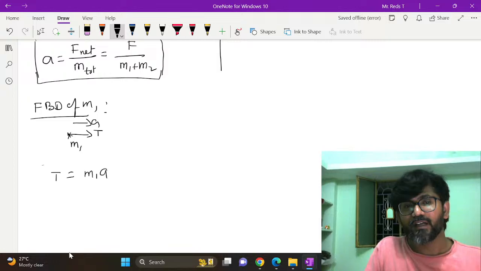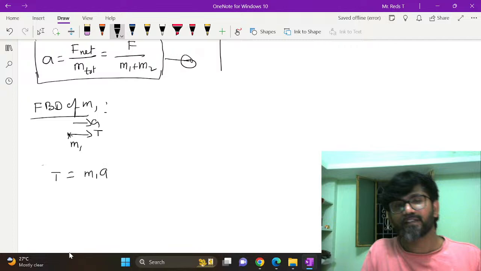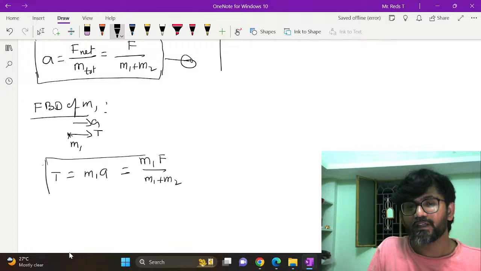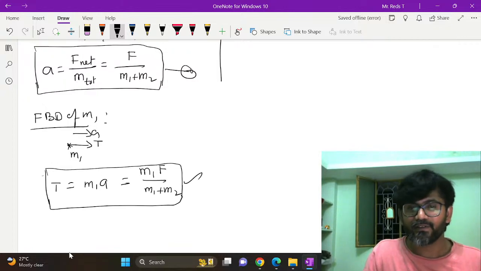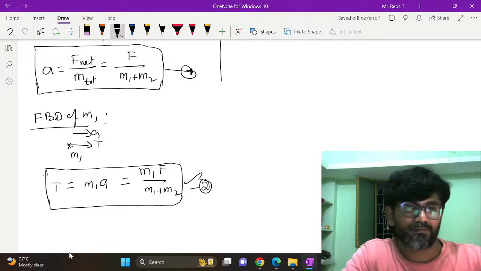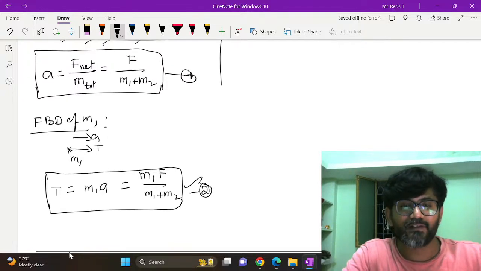Already A we have got here. You can take it as equation 1. So from this you can say M1 into A is F by M1 plus M2. So M1 F by M1 plus M2 will be the tension developed in the string. Take it down, you can take it as equation 2. This is equation 1. This is how you will get acceleration of the system and tension developed in the string.